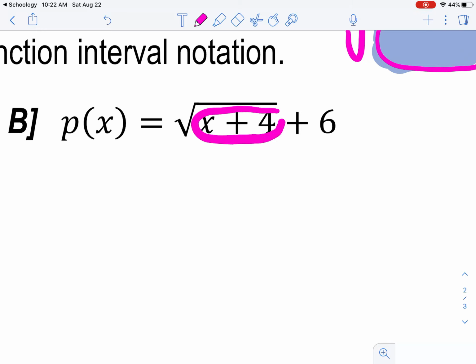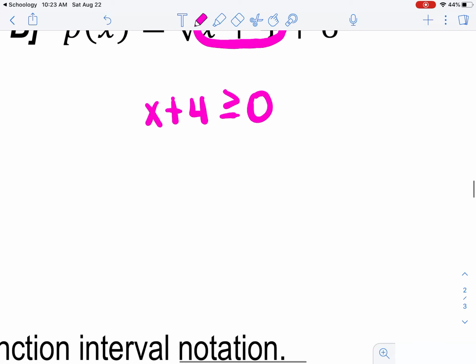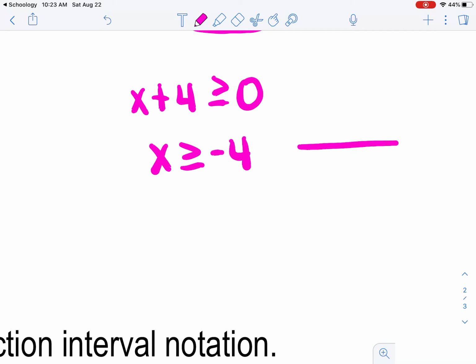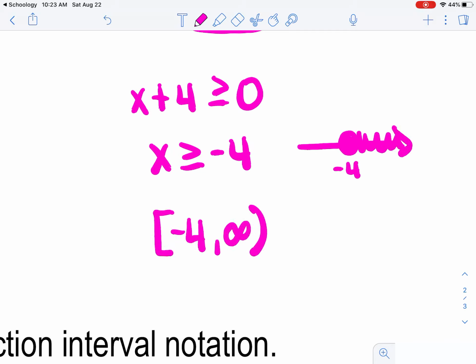So the argument, this part's the argument, x plus 4, has to be greater than or equal to 0. And now you have to solve this for x. So you have x is greater than or equal to negative 4. And now you can write that in interval notation. We're always going to write in interval notation unless otherwise stated. Once again, if you need to do a sketch of what this looks like, negative 4, closed point, all values greater than, so bracket, negative 4, comma, infinity, parentheses.